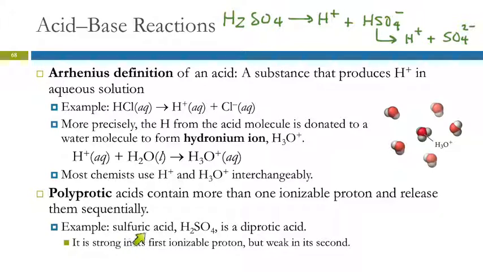Sulfuric acid is one of the strong acids. It's strong in the first ionizable proton. It is weak in the second. That's a little detail that will come up much later, probably not until Chem 1B, but I avoid lying to you whenever possible. Any questions?